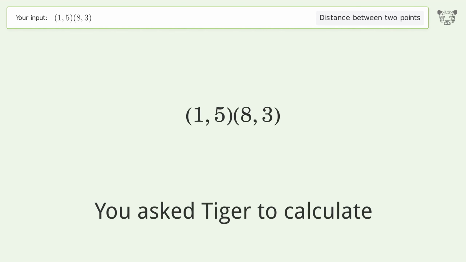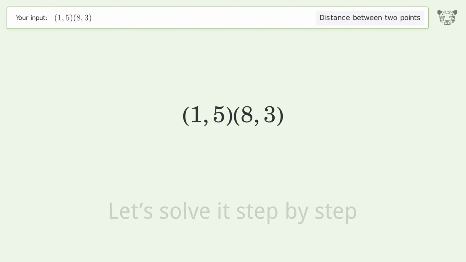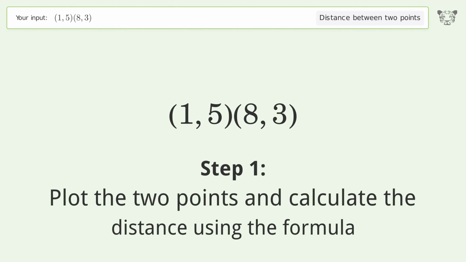You ask Tiger to calculate the distance between 2 points. The distance between the 2 points is the square root of 53 or 7.28. Let's solve it step by step. Plot the 2 points and calculate the distance using the formula.